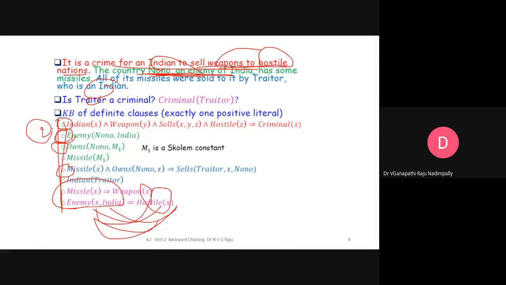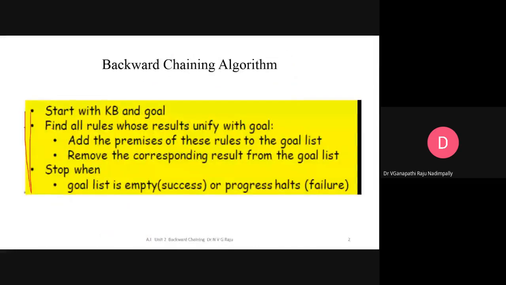So, if it is okay, I will start about the algorithm. Is it okay? Hello?